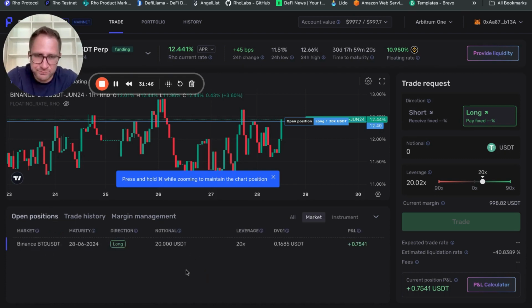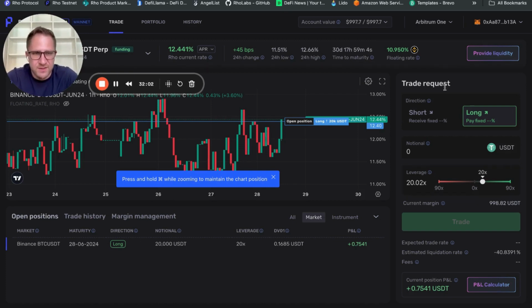Going back to my position here, let's imagine, I know it's a very small P&L here, but let's imagine I actually made more money and I want to fix that trade. I want to fix my profit. So I basically want to close my position. How can I do that?